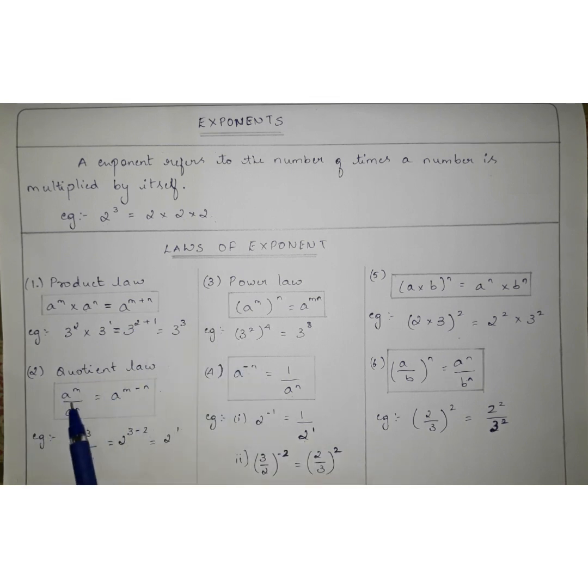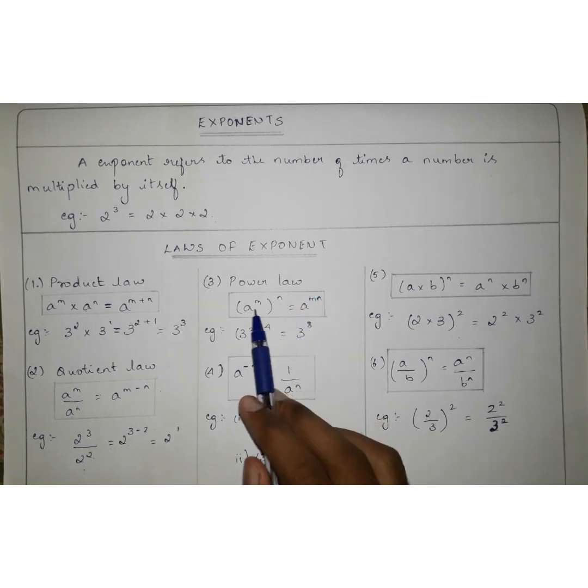Next is the quotient law. This is a to the power m divided by a to the power n is equal to a to the power m minus n. When the bases are the same and it is divided, we just need to subtract the powers. Here we need to add the powers. Here we need to subtract the powers. For example, 2 to the power 3 divided by 2 to the power 2 is equal to 2 to the power 3 minus 2. We are subtracting the powers. That is nothing but 2 to the power 1.